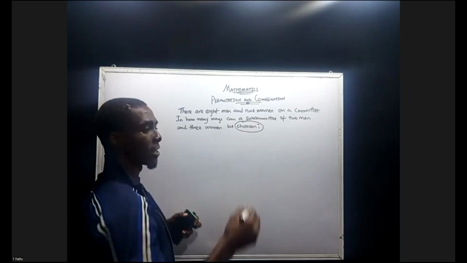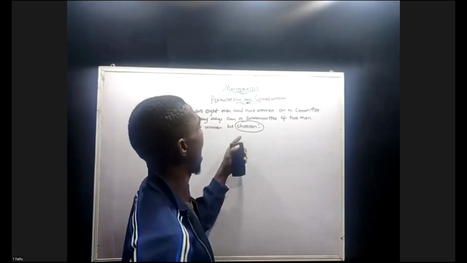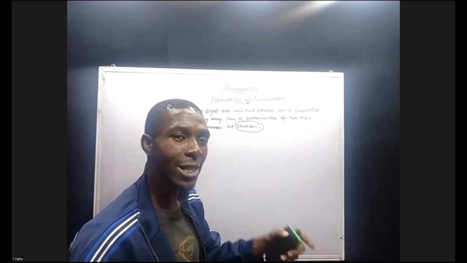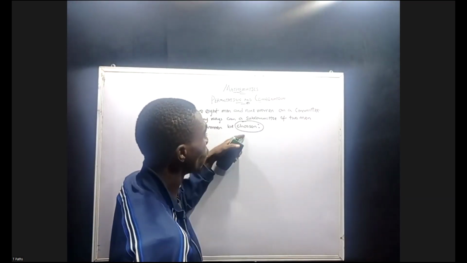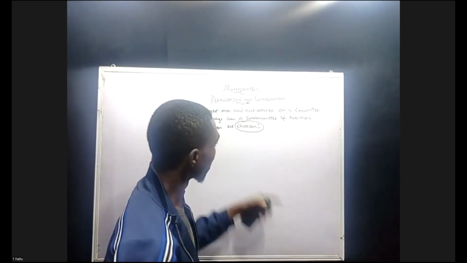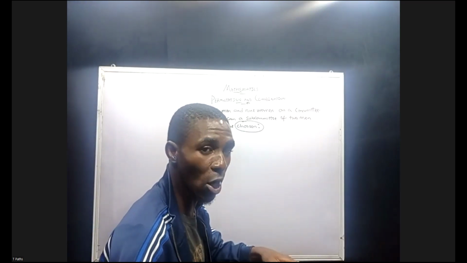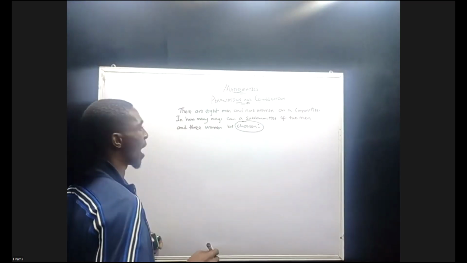The word chosen requires combination. Arrange requires permutation. I repeat, the word chosen, selected, requires combination. The word arrange, form, requires permutation. Take note of those words.